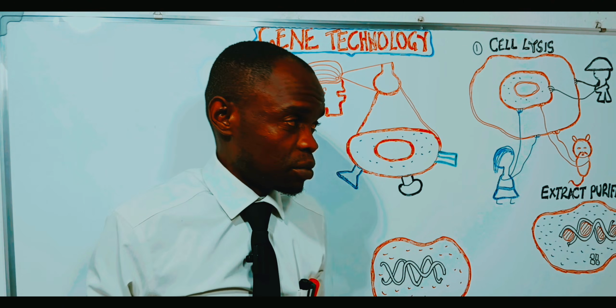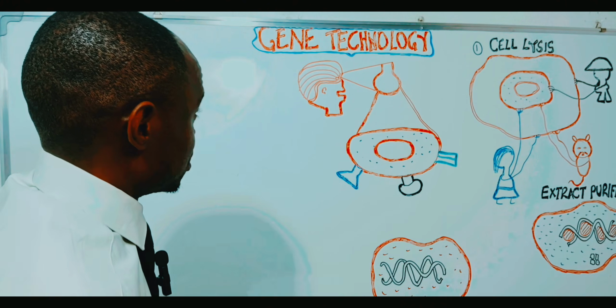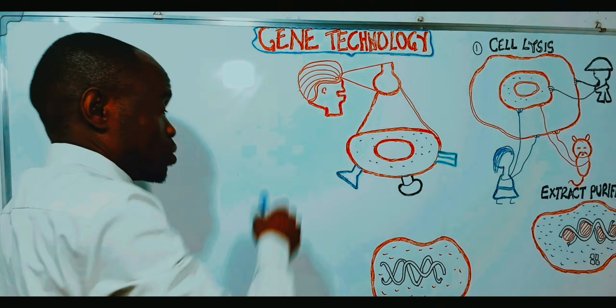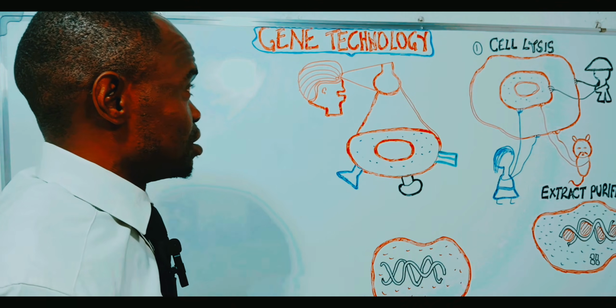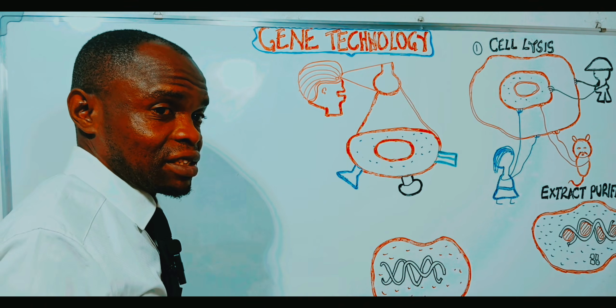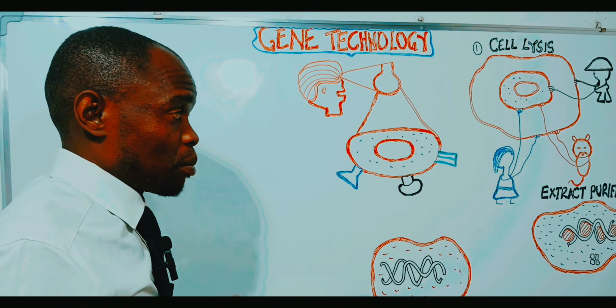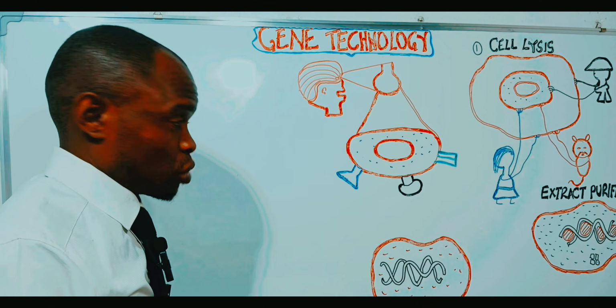Without wasting time, today's Biolecture is going to majorly focus on something we are calling gene technology. We want to look at the genes. Remember, a gene is just a section of the chromosome where the genetic material is contained. When I talk about the genetic material, I mean what's called the DNA. You get? So you look at the technology.